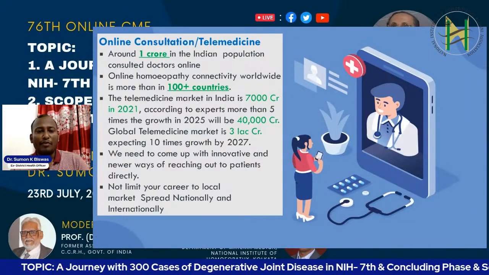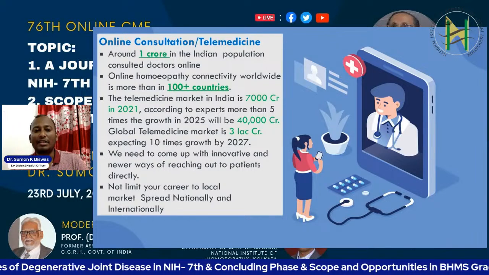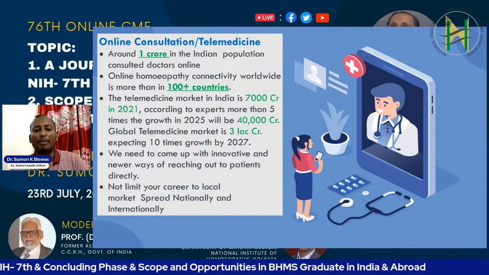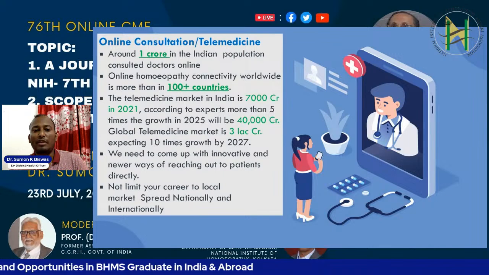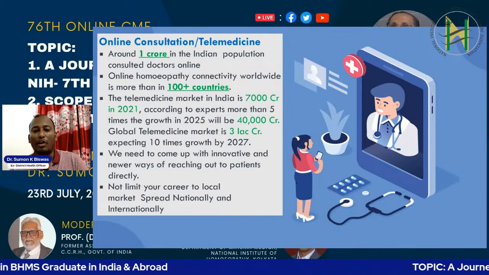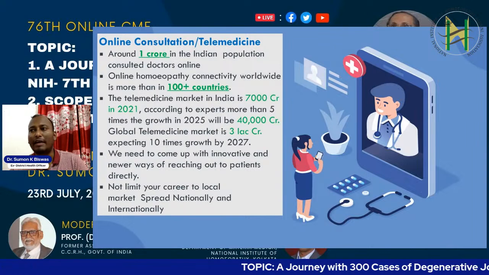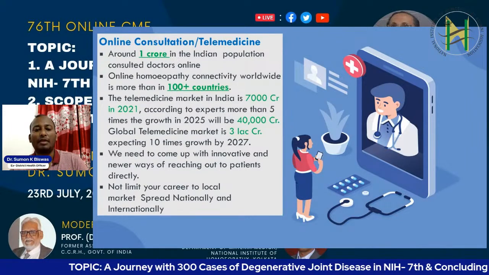Now I'll be talking about a very different topic, online consultation or telemedicine. This figure was taken during COVID time, and it mentioned that around 1 crore of the Indian population consulted doctors online, and online homeopathy connectivity worldwide is more than 100 countries. So anywhere we can connect to any patient, if we start our clinic online.